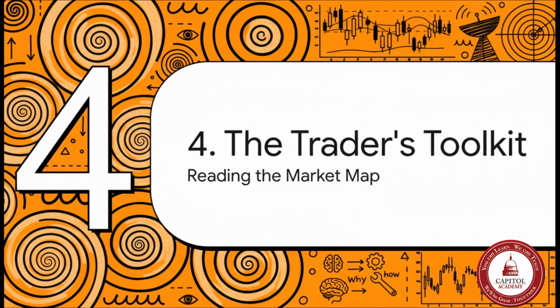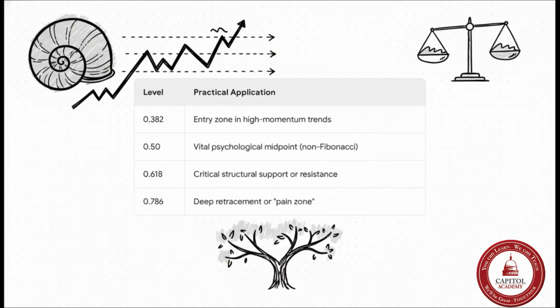We're shifting gears from the why to the how, and we're going to look at the tools traders use, not as a crystal ball, but more like a map for understanding the market's psychological landscape. These are the heavy hitters, the key retracement levels you'll see on almost any chart. The 38.2% level, that's often a quick, shallow bounce in a really strong trend. The 61.8, that's the critical structural level we just talked about.